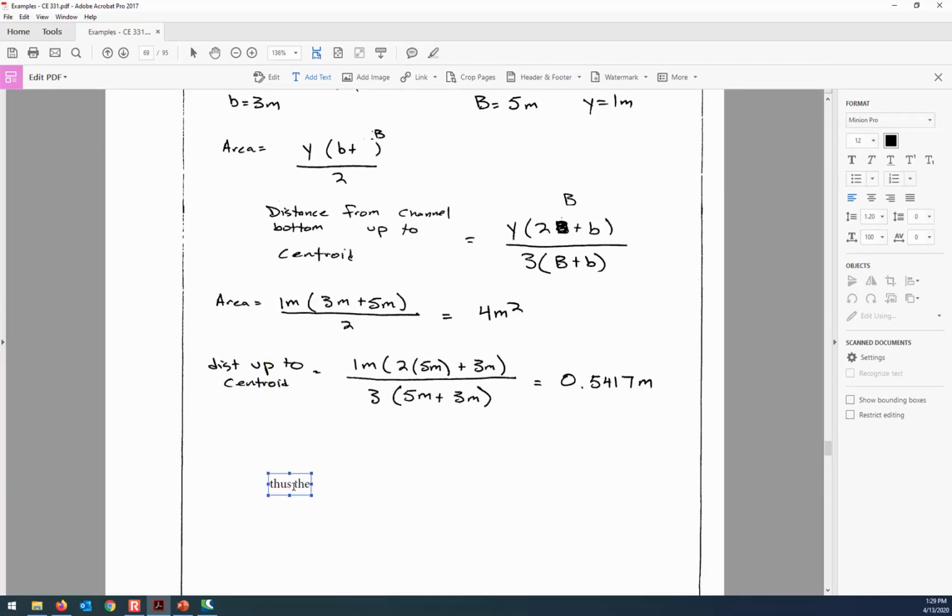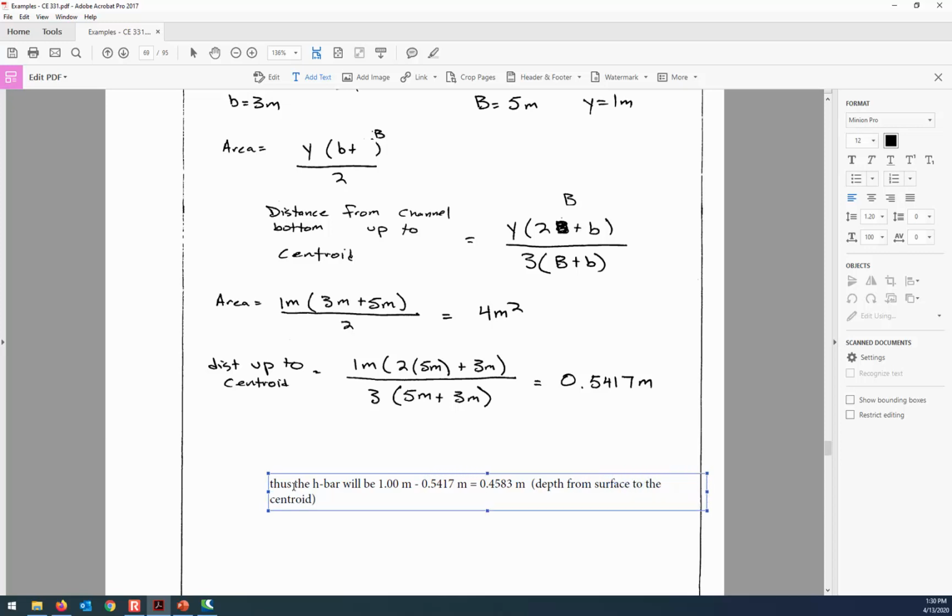Thus, the h bar will be 1 meter minus 0.5417 meters. And if I just grab my calculator real quick, that is 1 minus 0.5417, 0.4583 meters. All right, so that is the depth from the surface to the centroid.